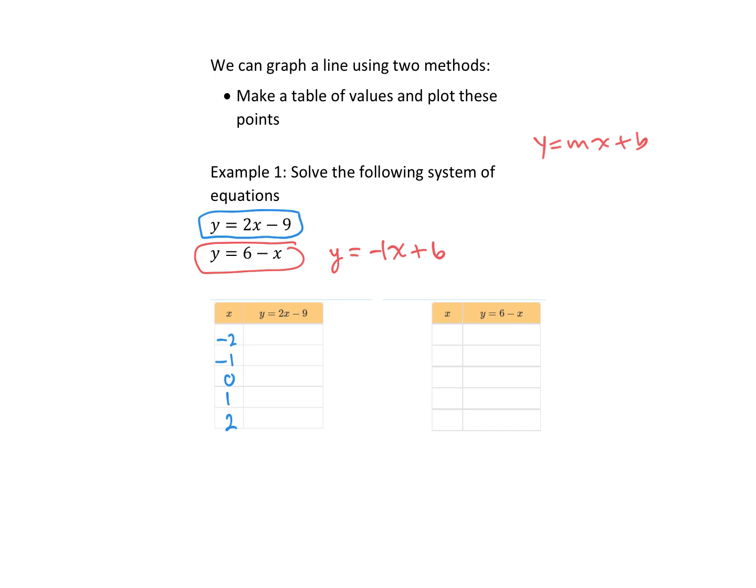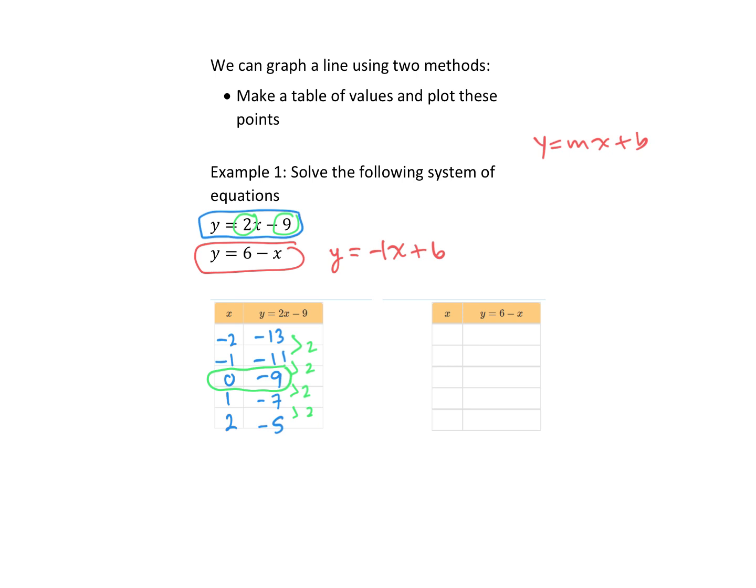Okay, so the first equation is 2 times x minus 9. So 2 times negative 2 is negative 4, minus 9 is negative 13. 2 times negative 1 is negative 2 minus 9. 2 times 0 minus 9. 2 times 1 minus 9. And 2 times 2 minus 9. Just to verify, I can see that I'm increasing my y values by 2, which is my rate of change. And I can see that my initial value is (0, -9), which is indicated here in my equation. So those points look correct. I'm going to plot those points.